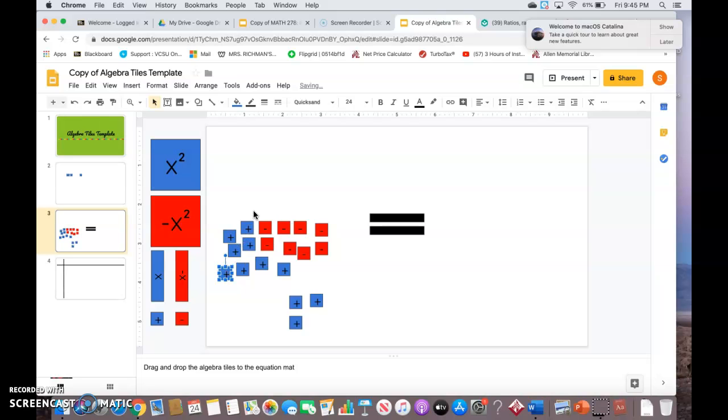you would have 1, 2, 3, 4, 5, 6, 7, 8 zero pairs, and have the equation equal our 3 leftover tiles, which are all positives. So the answer to this equation is positive 3, or 3.